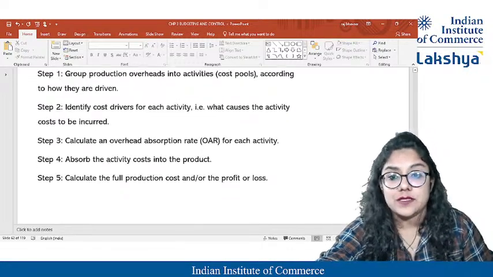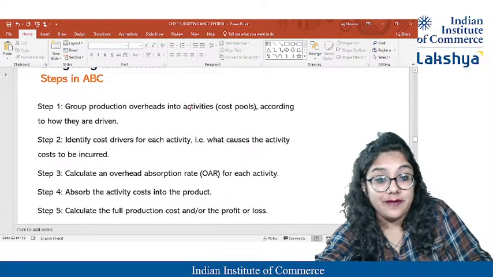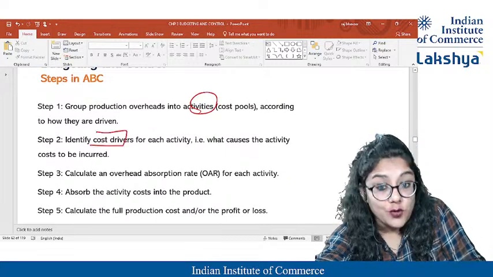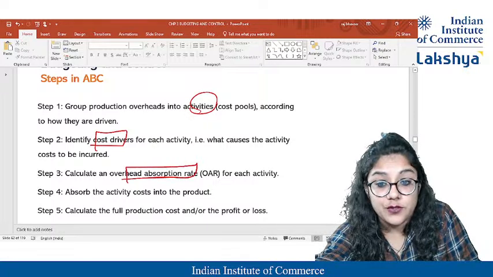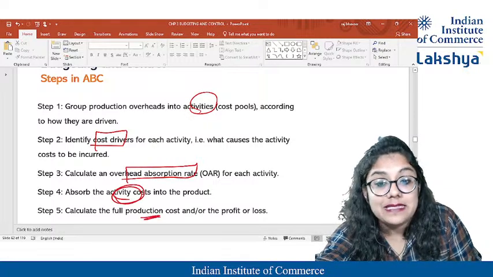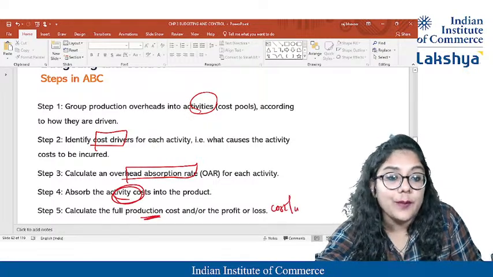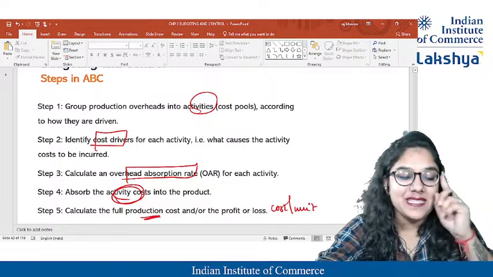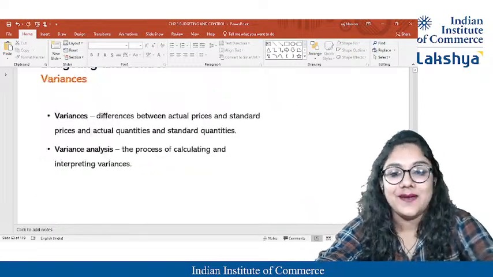First, find the amount of activities. Then find the cost drivers. Then the overhead absorption rate. Allocate it to activities and then find out cost per unit. I hope it's clear. Yes. Okay. Next.